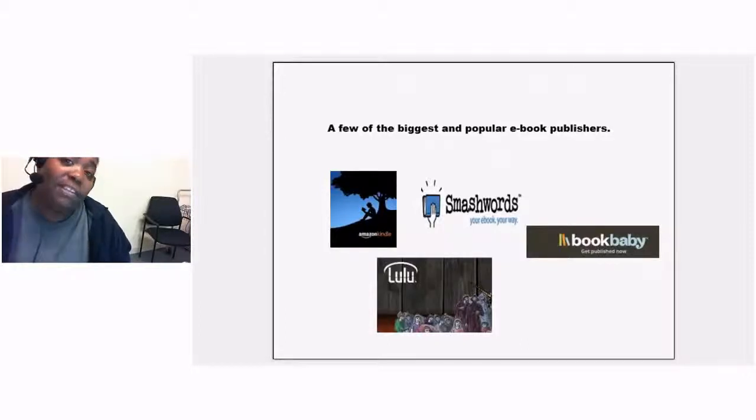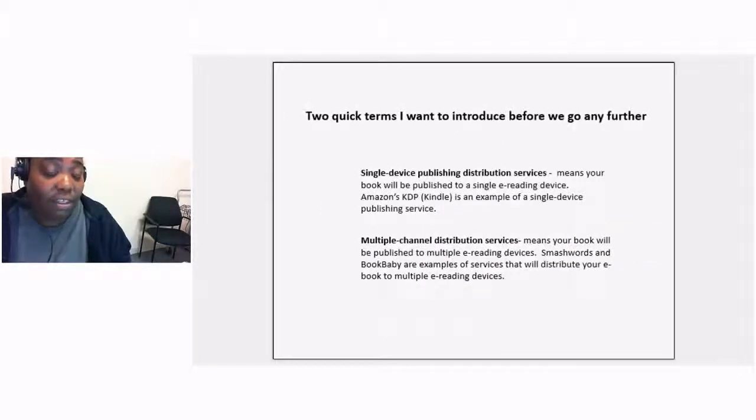For the purposes of this presentation, we're going to really talk about Amazon Kindle, but I couldn't go without mentioning at least Smashwords because they really have a lot of nice stuff on there, and they have a lot of features that you as a publisher could really benefit from. Okay, so two quick terms before we get to those book publishers: single device publishing distribution services and multi-channel distribution services. It sounds like a big title, but it's really not.